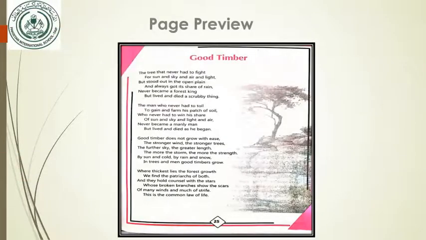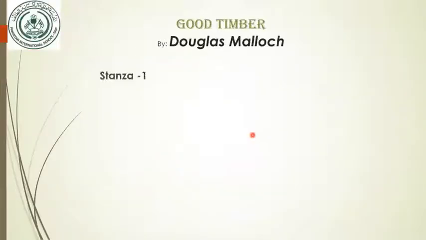This is the page preview, dear students. You can see this is page number 25, and Good Timber is here. Four stanzas are given, and each stanza has six lines, so in total we have four stanzas about Good Timber. Let's start to read the poem one by one, stanza by stanza. Dear students, the poem Good Timber is written by Douglas Malloch, and we have stanza number 1.